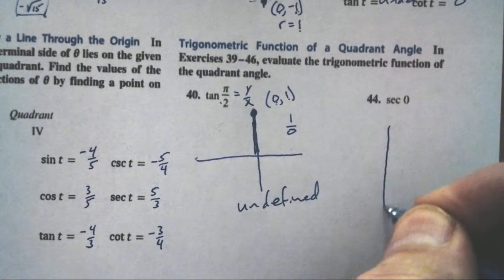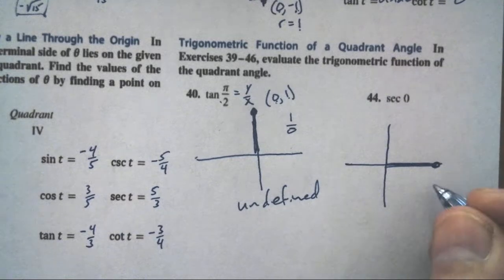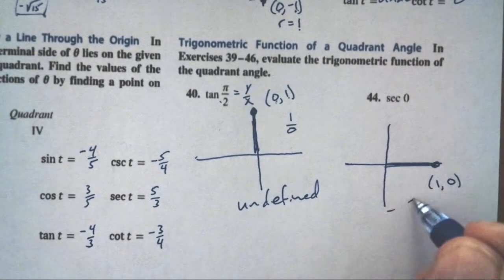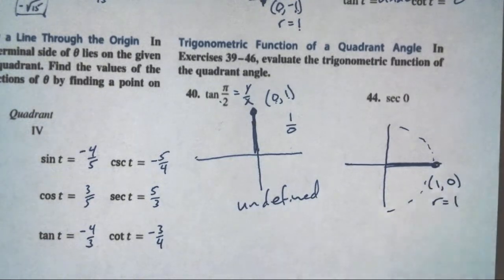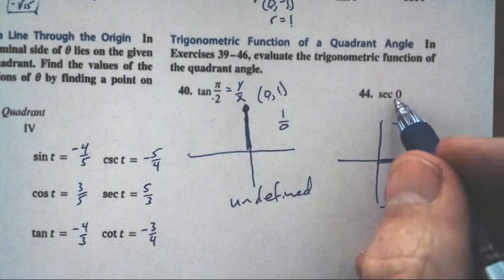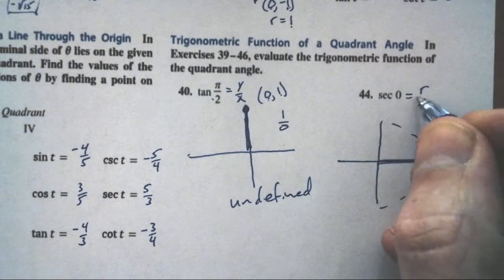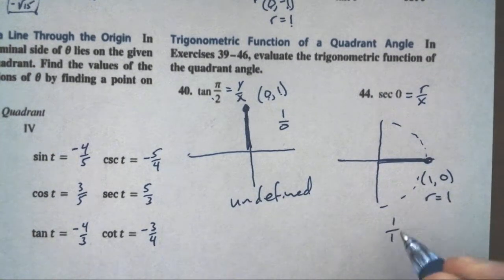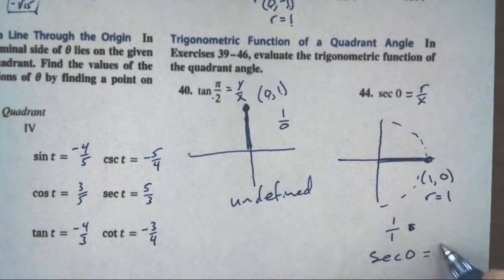Secant of 0 puts us right here at the point that we would label for convenience 1, 0. And again, in this case, the radius we're spinning on is 1. Well, secant is the reciprocal of cosine. Cosine is x on r, secant is r on x. R on x, 1 on 1, so secant of 0 equals 1 on 1, which is 1.